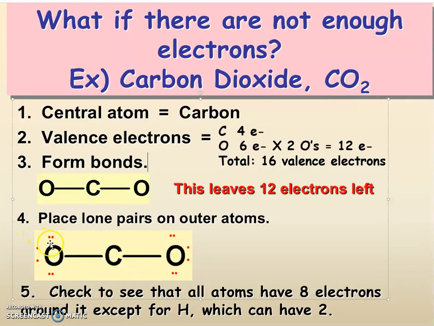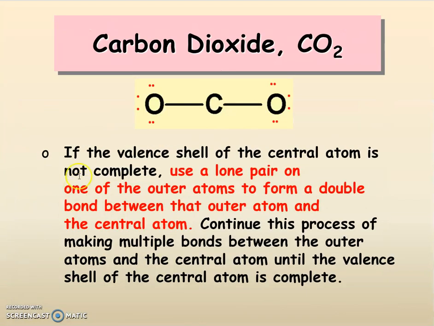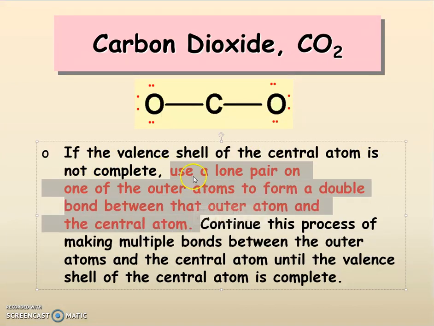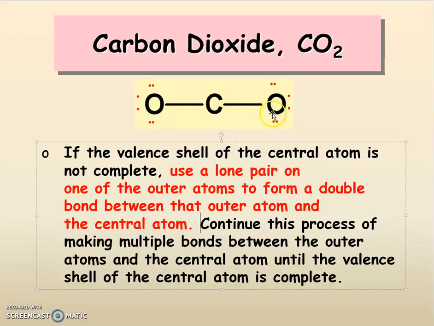So what happens is we're going to actually bring in electrons from our oxygen into sharing with carbon. This next picture will show you. So if the valence shell on the central atom is not complete, okay, you're going to use a lone pair on one of the outer atoms to form a double bond. But keep in mind it has to be able to do that. So let's say instead of oxygen, if this was chlorine, okay, chlorine cannot make a double bond. So you can only do this with atoms that are applicable.